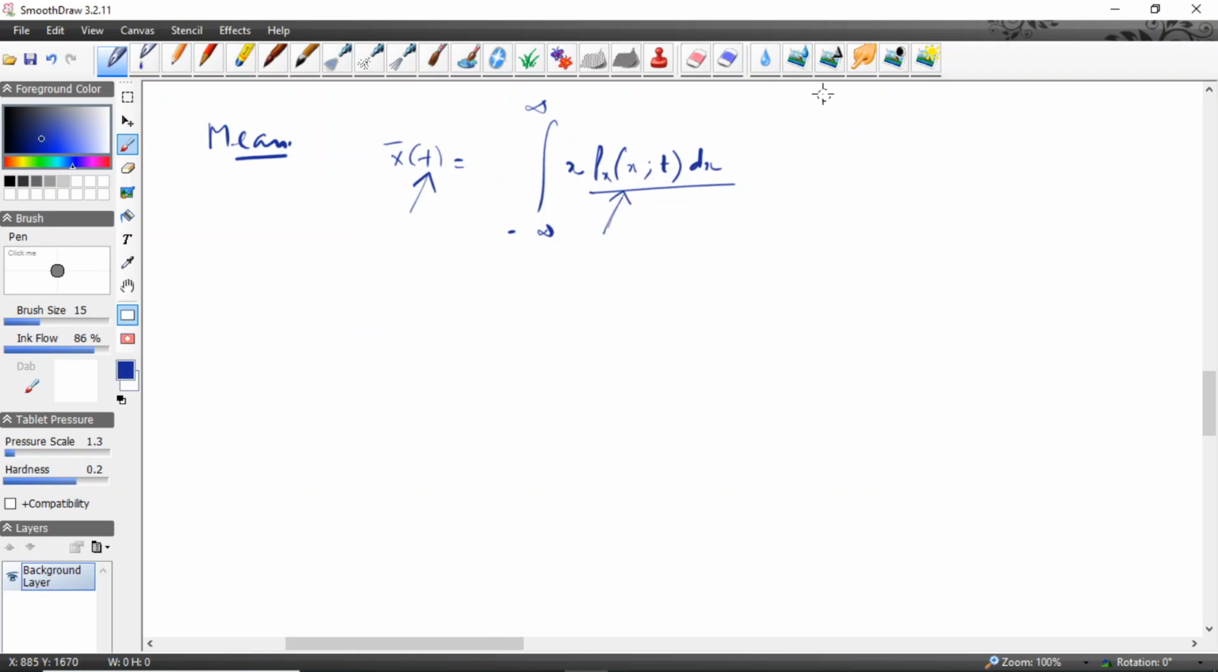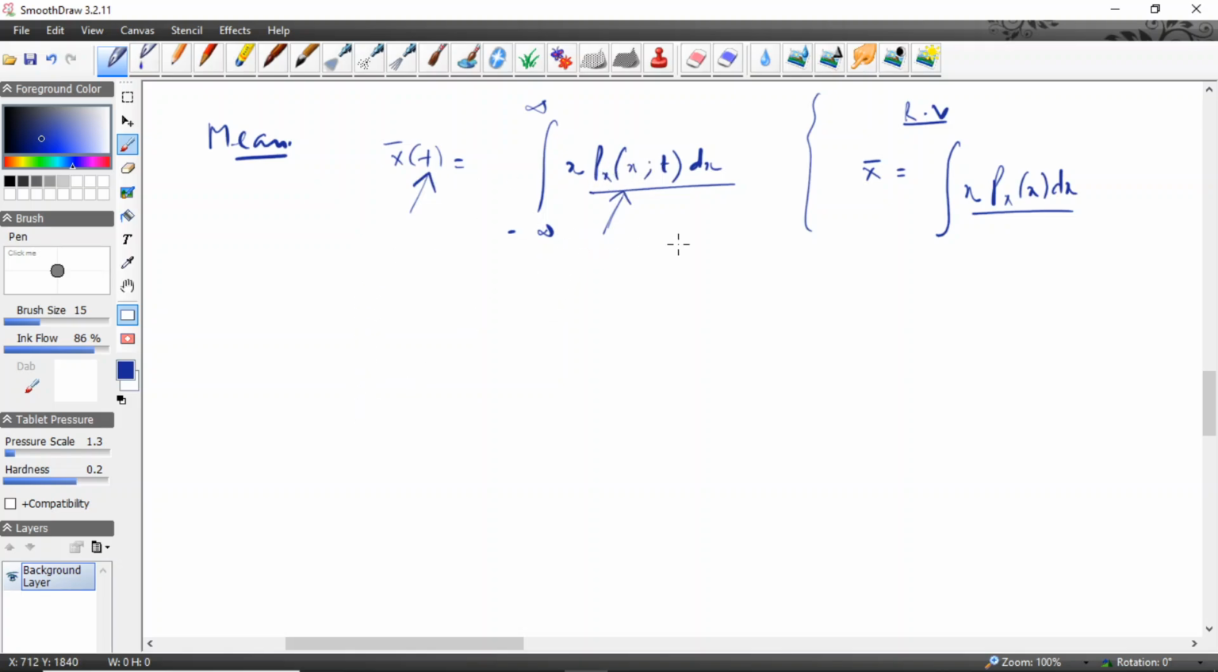Otherwise, if you just have one random variable x, we take its mean value as the integration of x into px of x dx, because there is no time dependence. Okay, but in case it is a random process, then it is a time indexed sequence of random variables. Okay, so we have random variables indexed with time. Definitely the mean is a function of time, and its probability density function is also a function of time.